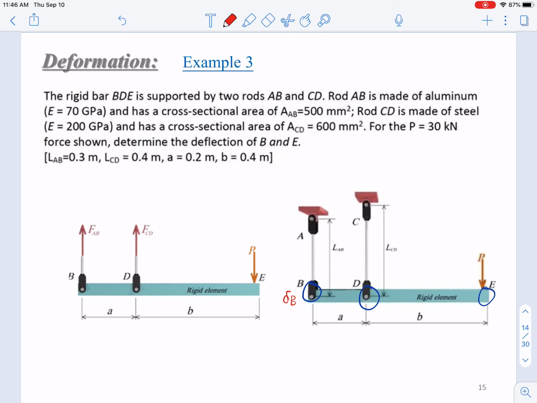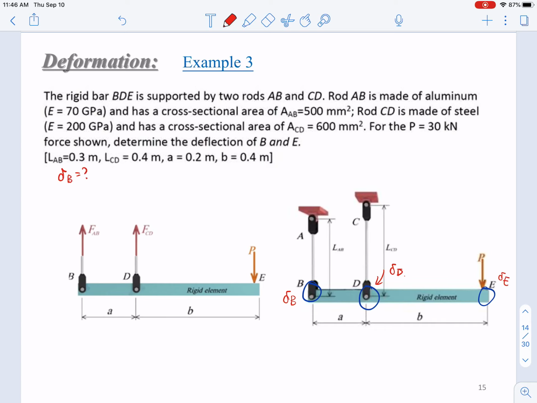Okay, we're calculating delta B, delta E, and in the process you will also need to know delta D. These are the three things we're calculating. How do we calculate delta B?